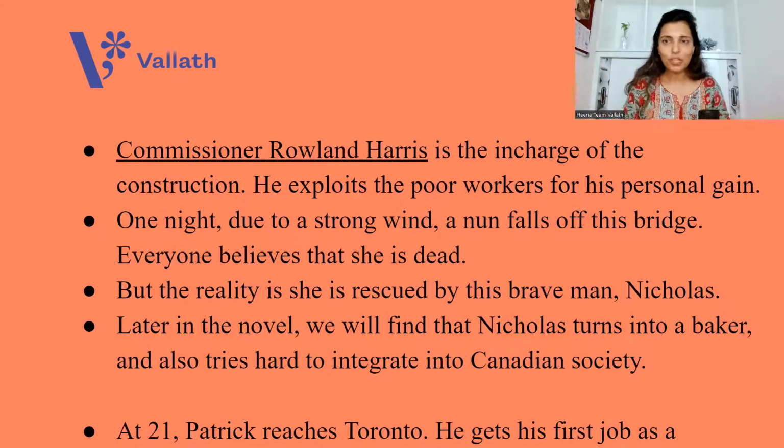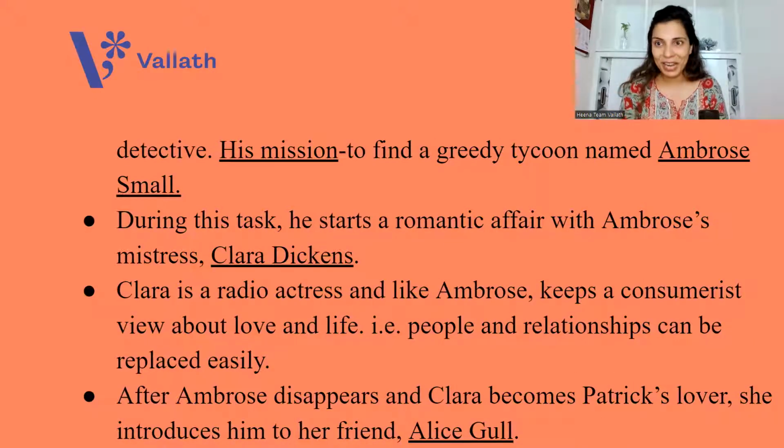We're done with the chapter, The Bridge. Let's come back to Patrick, who has left his village to come to Toronto. What is his age right now? 21 years. Let's read. At 21, Patrick reaches Toronto. He gets his first job as an amateur detective. Yes, he becomes a searcher. His mission is to find a greedy tycoon named Ambrose Small. So again, another economically important person named Ambrose Small is brought into the novel. Ambrose has eloped or is missing, we don't know. But the mission of Patrick in Toronto is to search for Ambrose.